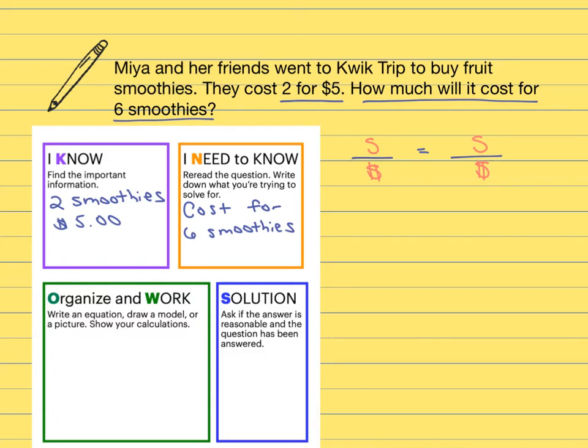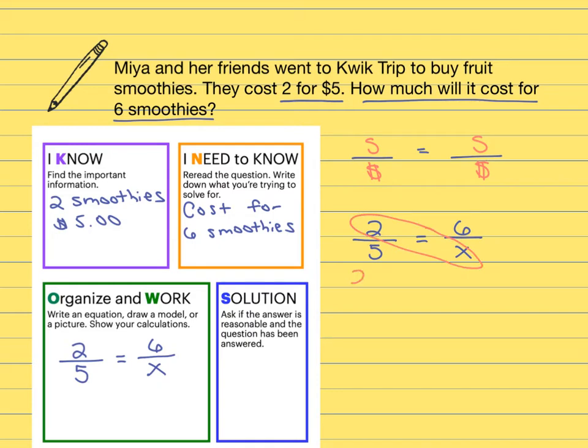Now we can write our proportion. 2 smoothies cost $5. That is equivalent to 6 smoothies that cost an amount that we don't know, and we're solving for x. 2/5 equals 6/x. Now we're going to use cross multiplication.